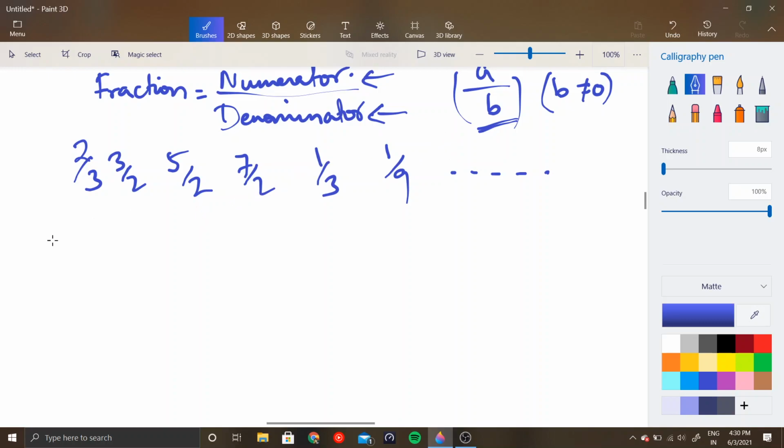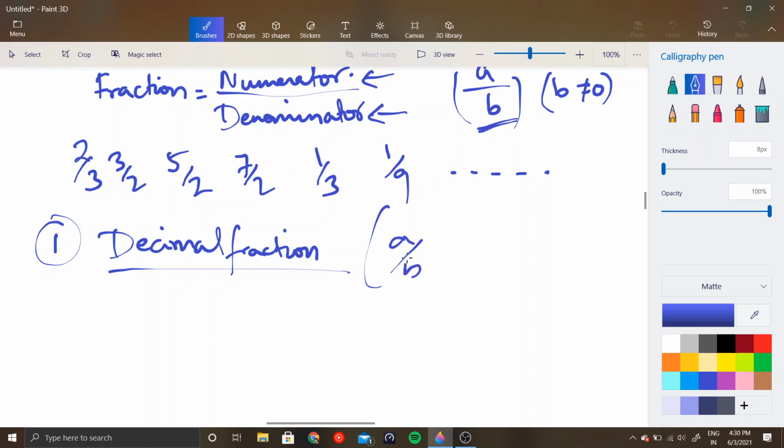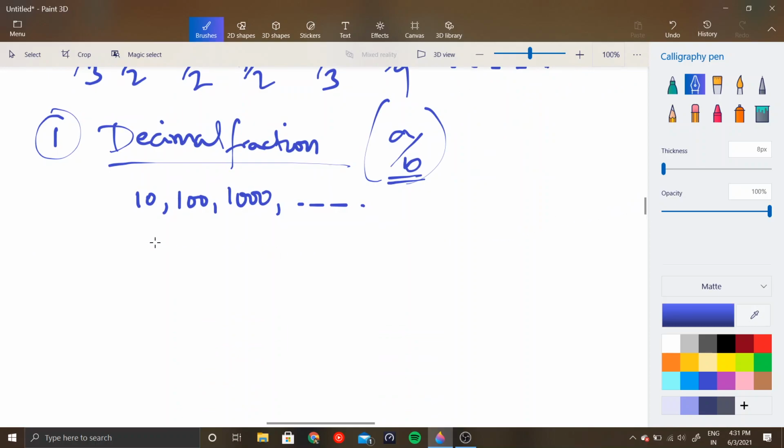So basically, the first type of fraction that there exists is called a decimal fraction. So let us understand the classification first. So what is a decimal fraction? A decimal fraction is basically a type of fraction where the denominator, so you have the form a by b. Now here the denominator is either 10 or any other power of 10. So it will be either 10, 100, 1000 or any other power of 10 and nothing else. So in that case, we call this a decimal fraction, 1 by 10.